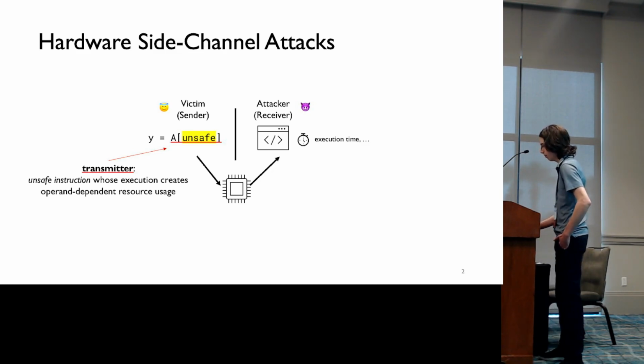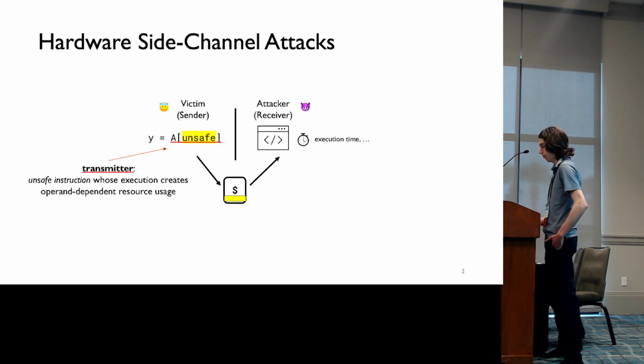So a classic example of a transmitter is a memory instruction, like the load on this slide, which modifies cache state as a function of its address operand. An attacker can measure this address-dependent cache usage by timing its own memory accesses, which contend for cache resources in the victim.